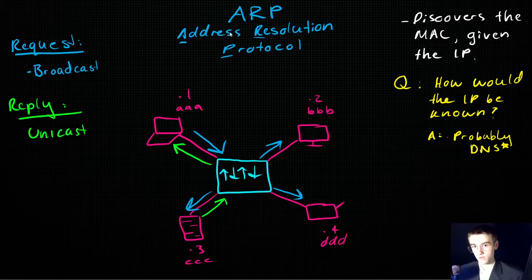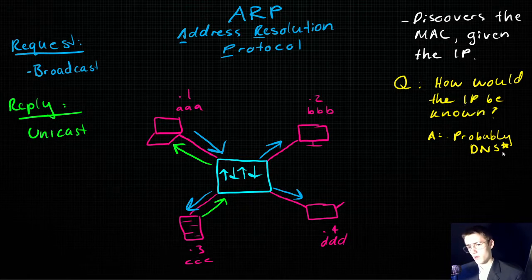Now, what address does it resolve? Well, as I've written here, just a basic description of ARP. It discovers the MAC given the IP. So the address that we're trying to resolve is the MAC address. We know the IP, but here's a question you probably got instantly. How would you know the IP?